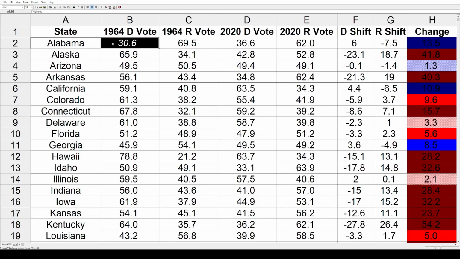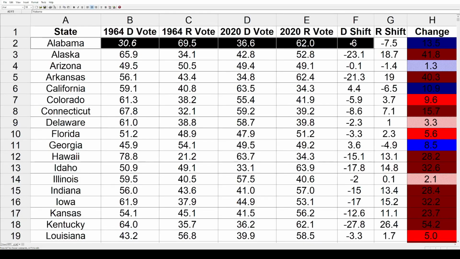In 1964, the electors in that state were unpledged, but to make it simple, we're going to say Johnson got 30.6% of the popular vote. Barry Goldwater, he got 69.5. Jump ahead to 2020, Joe Biden got 36.6. Donald Trump got 62. That's a net gain of 6% for the Democrats, a net loss of 7.5% for the Republicans, and that's a total net shift of 13.5% toward the Democrats. We would probably expect that to be a red shift, but given the unique circumstances back in '64, it actually led to a double-digit blue shift.